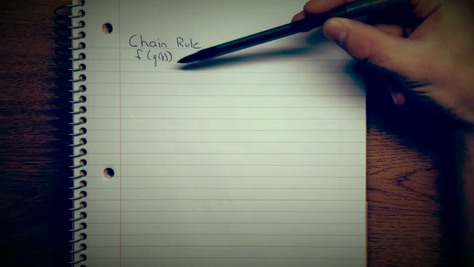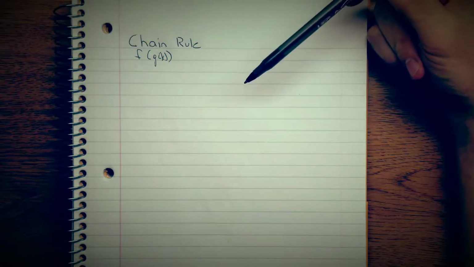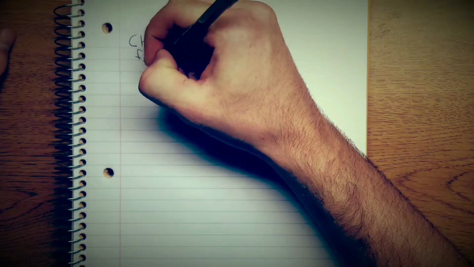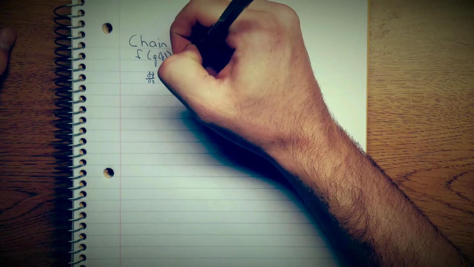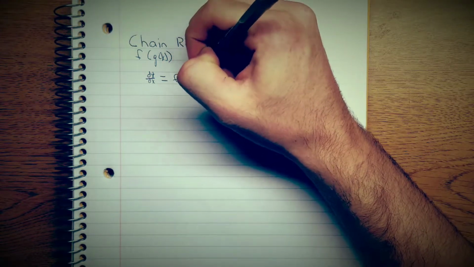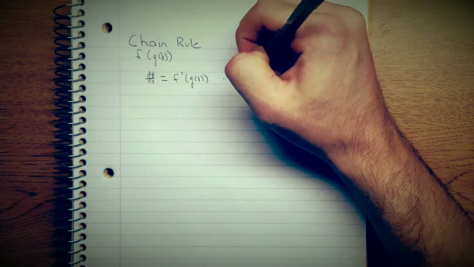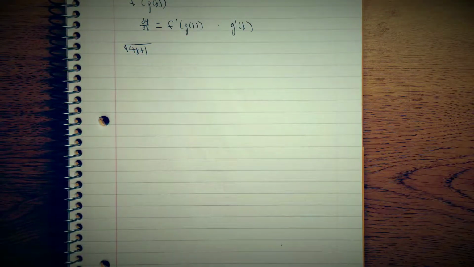To find the derivative of a composition function, we find the derivative of the outside function and multiply by the derivative of the inside function. So using this example, dy over dx is equal to f prime of g of x times g prime of x. Let's try an example.